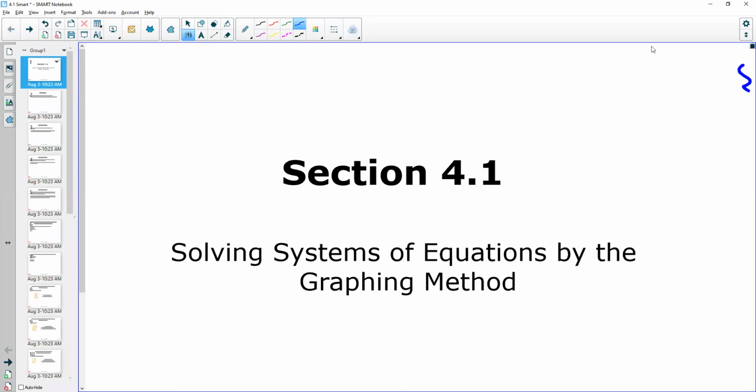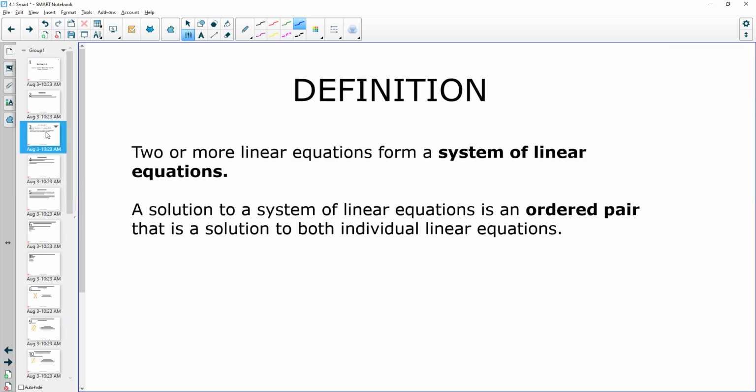Hi, everybody. These are the notes for 4.1, which is the beginning of solving systems of equations. The first method we're going to use to do this is graphs, which we were just working with in chapter 3. A system of equations by definition is two or more linear equations together.